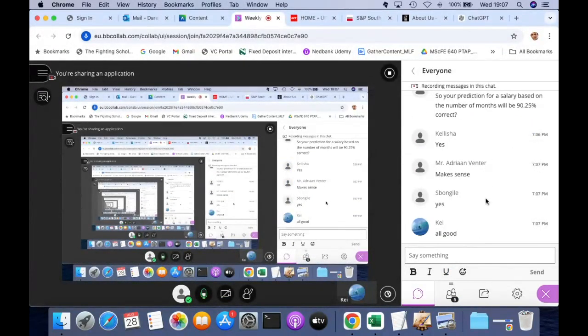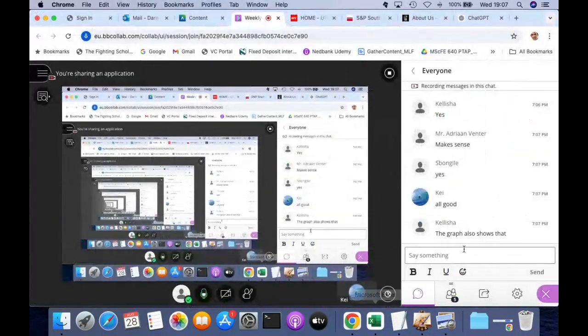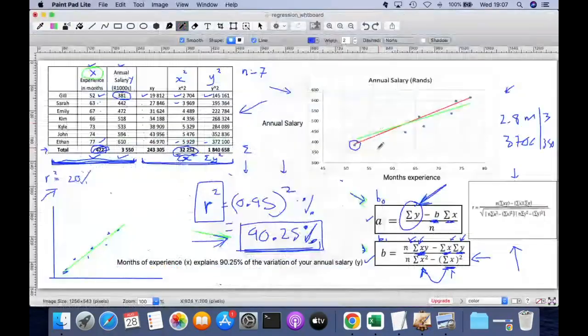All right. So that is it for this learning unit. I'm hoping all of this made sense to you. And yeah, these are all the key points that I wanted to cover. Yes, Kalisha, that's right. The graph does show that.